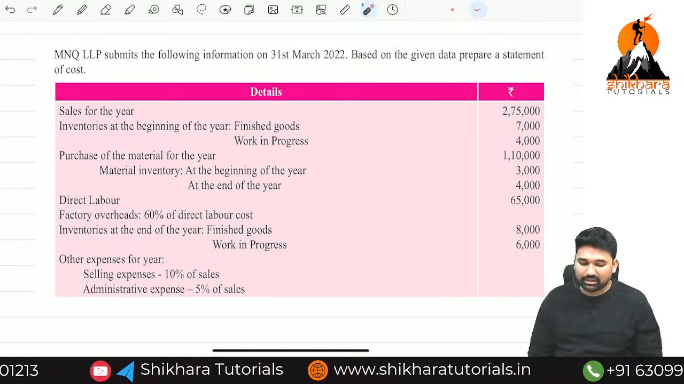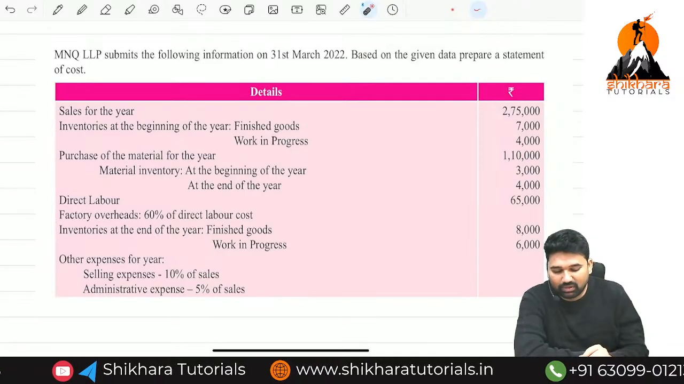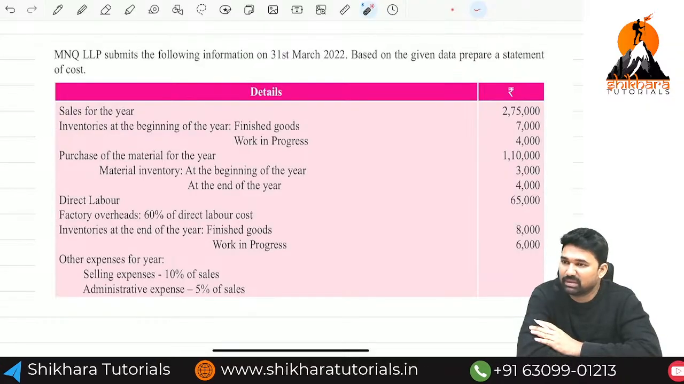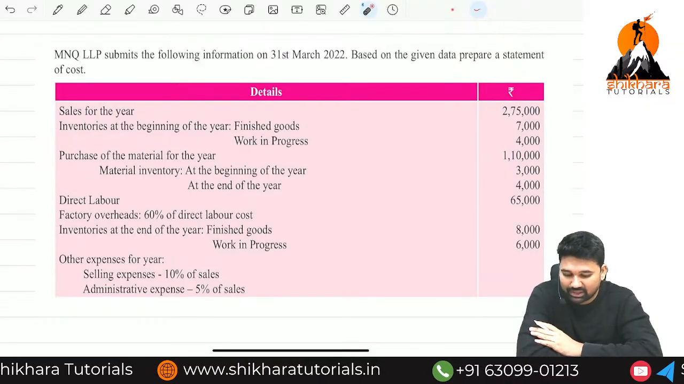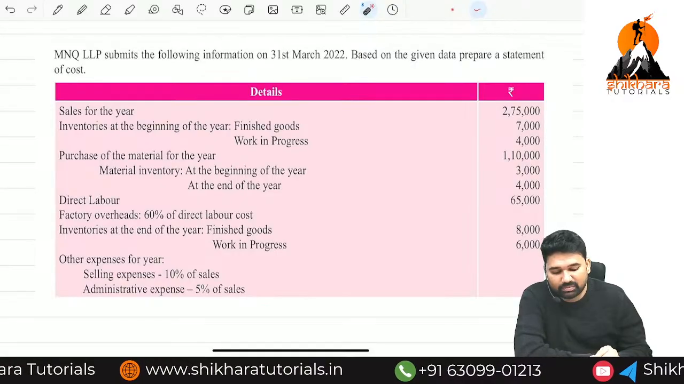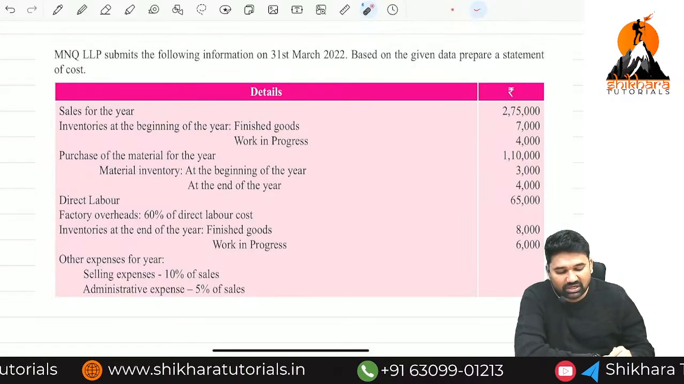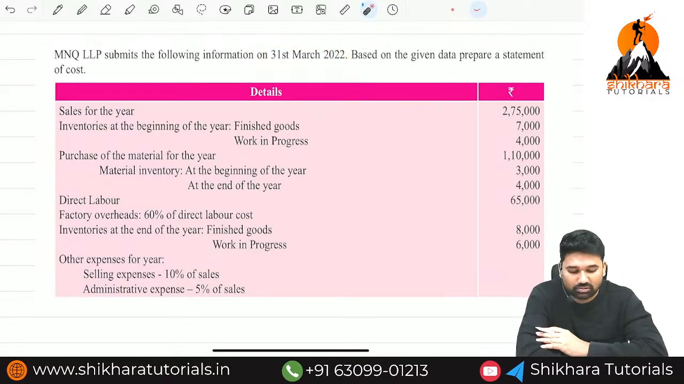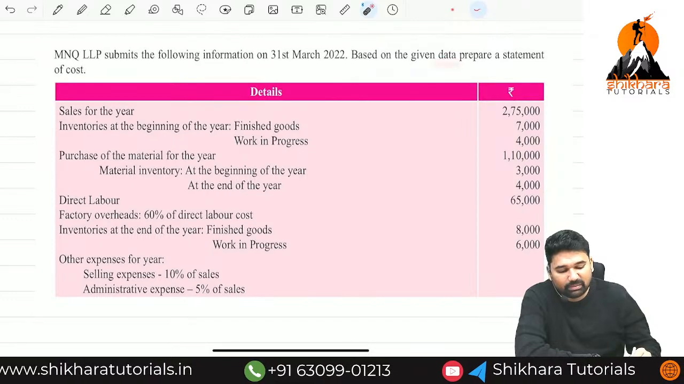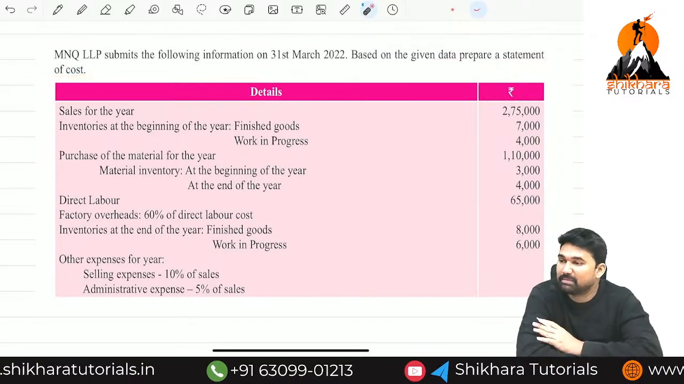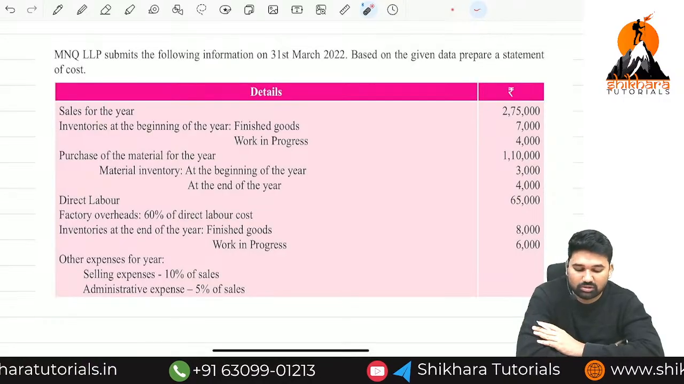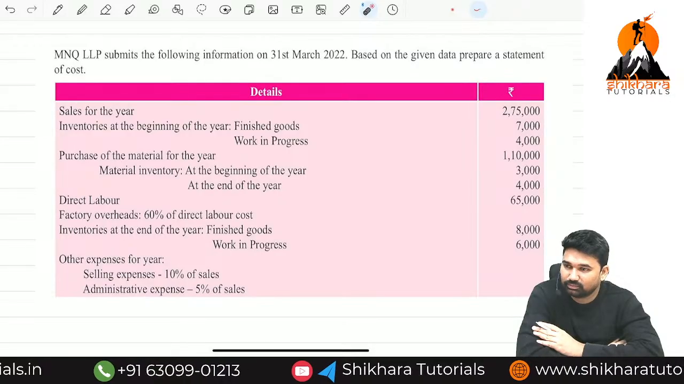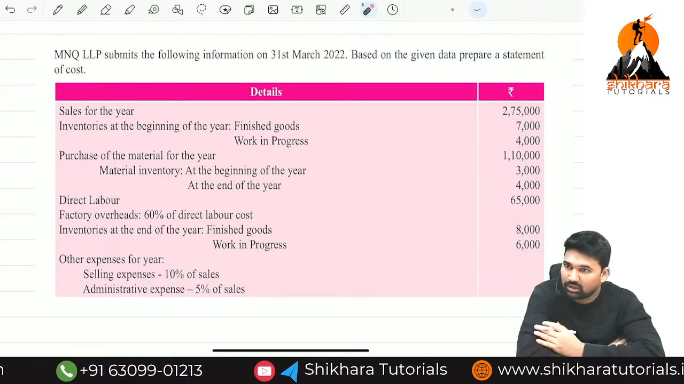Okay, right. Listen carefully. What is the company name? MNQ LLP. LLP means Limited Liability Partnership. So MNQ LLP submits the following information on 31st March 2022. Based on the given data, prepare a statement of cost. Statement of cost means nothing but cost sheet. Both are the same.